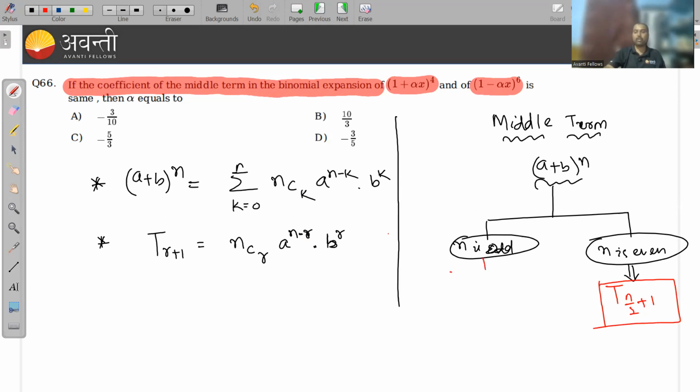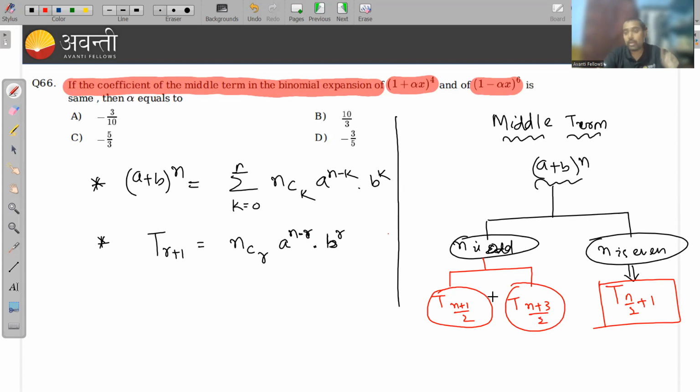But when n is odd, you will get two middle terms. One is T of (n plus 1) by 2 and the other is T of (n plus 3) by 2. So these are the two middle terms when n is odd. When n is odd, you get an even number of terms, and in the case of an even number of terms, you get two middle terms, right? So these are the formulas we'll be using in this question. Okay. Now come to the solution of this question.